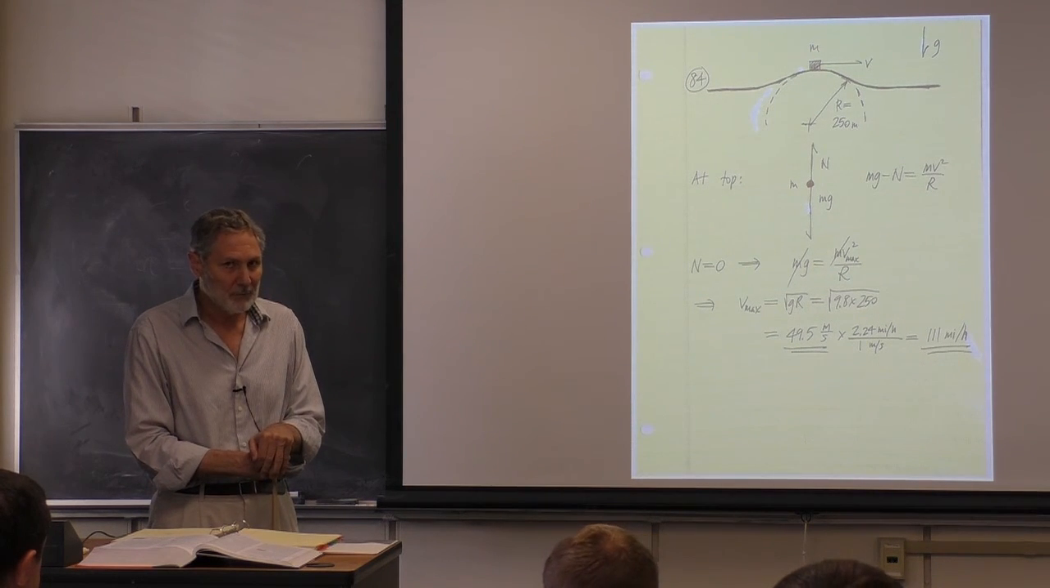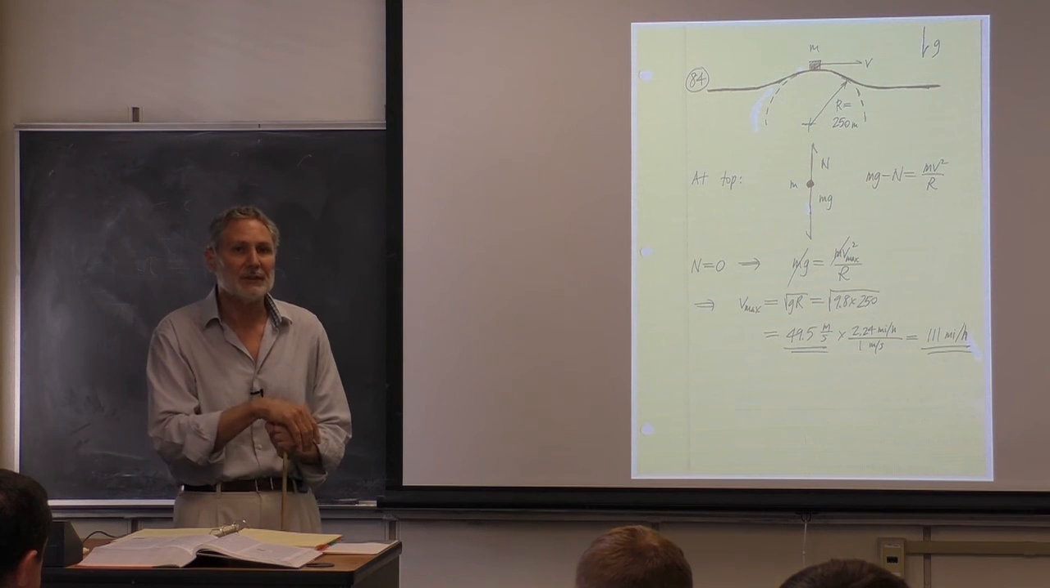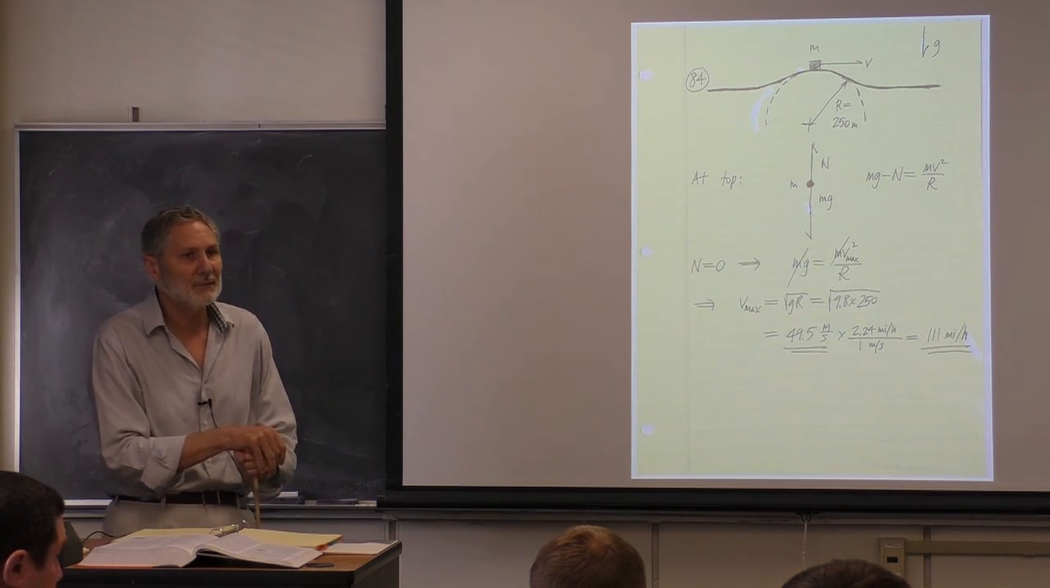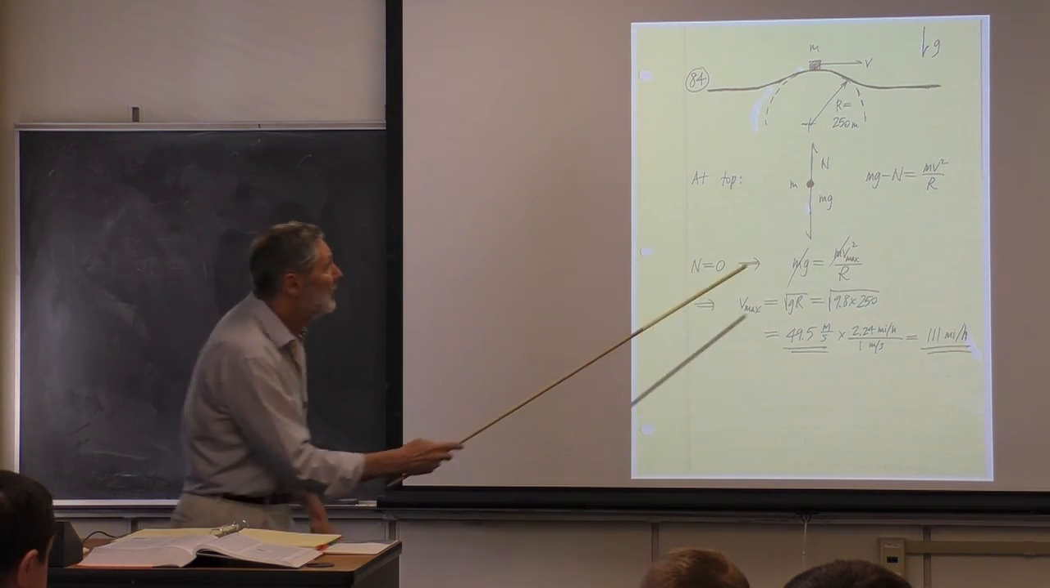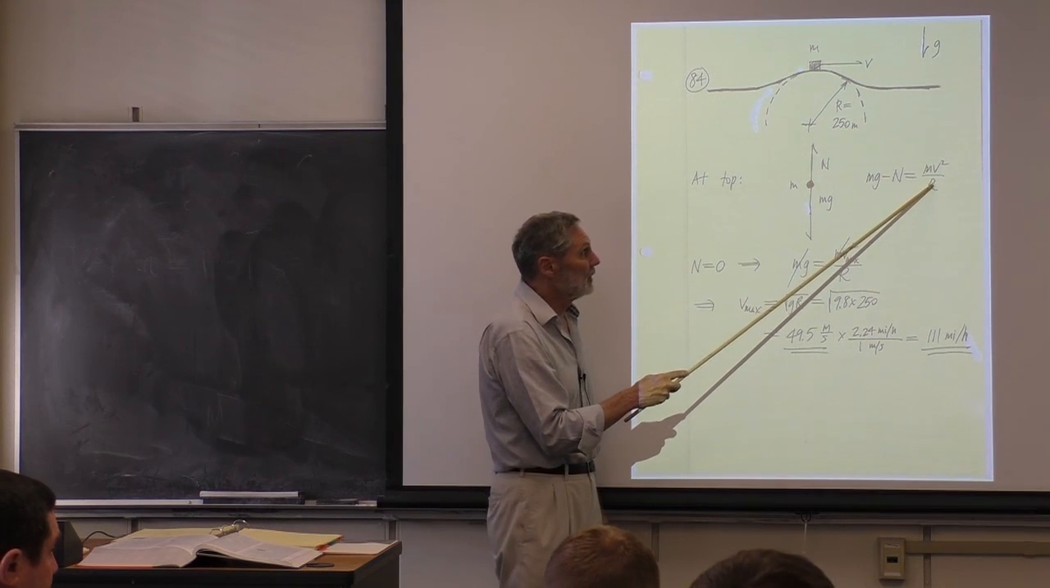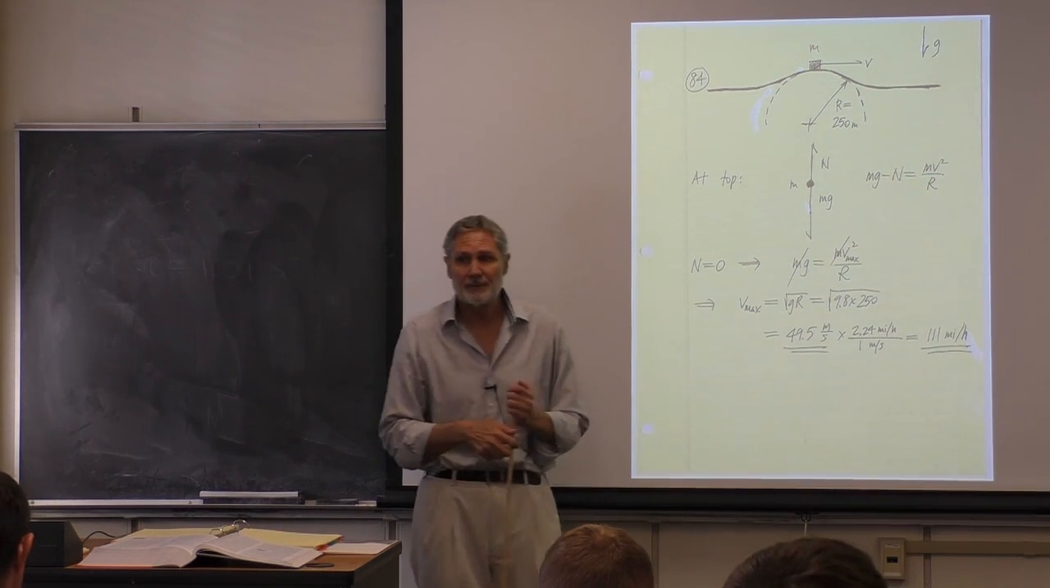So now, because the motion is curved here, there's going to be a centripetal force. The forces can't balance because you have acceleration. And we know the acceleration is v squared over r for uniform circular motion.